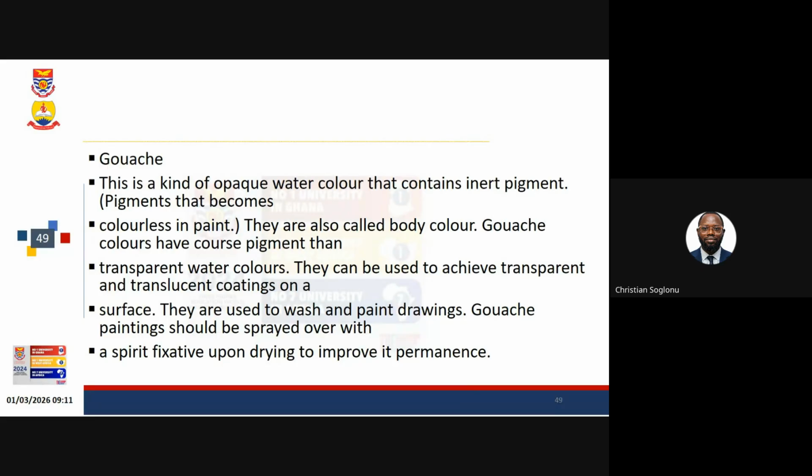So normally, if you want to do body art, we normally fall on gouache rather than acrylic. Acrylic is more toxic. There are chemicals in acrylic as compared to gouache. So if you want to do body art, you adhere to gouache, which is an opaque watercolor, for your art piece on your body.